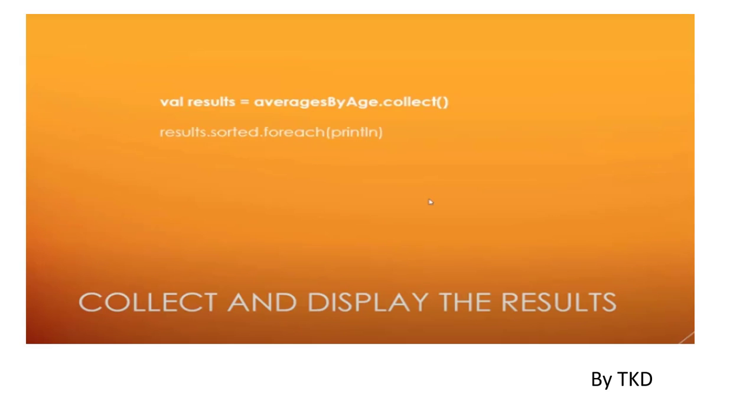Finally, we need to collect our results and display them. So always remember, nothing happens unless we call an action. So we are going to collect the results here into a plain old Scala object, and then we are going to sort it, and then apply the println command to each individual entry, and we get the final results that way. So with that, in the next video we will look at the actual code, and we'll deep dive in more.